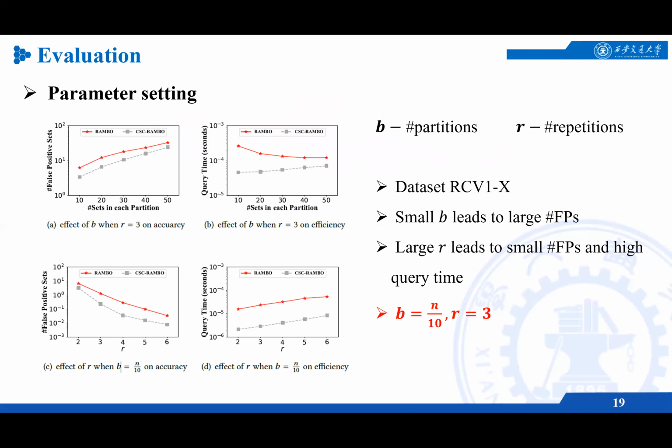At first, we conduct experiments on dataset RCV1 to determine the parameters B and R. We observe that smaller B leads to large false positive sets, and large R leads to small false positive sets and high query time. In summary, we set B equals to n divided by 10 and R equals to 3.